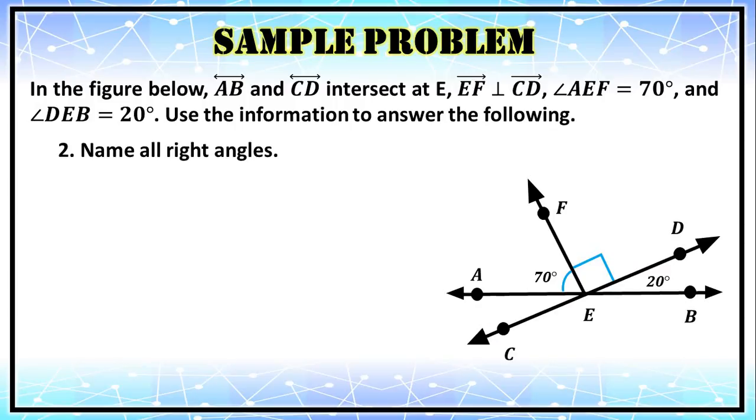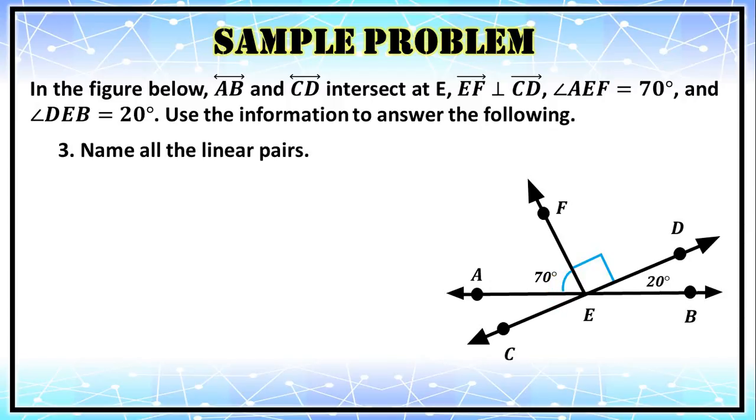Next, number 2 is to name all right angles. In our sample problem, it states that EF is perpendicular to CD. Therefore, if two lines are perpendicular to each other, they form right angles. So our answer will be angle FED and FEC are right angles. So these perpendicular lines form right angles.